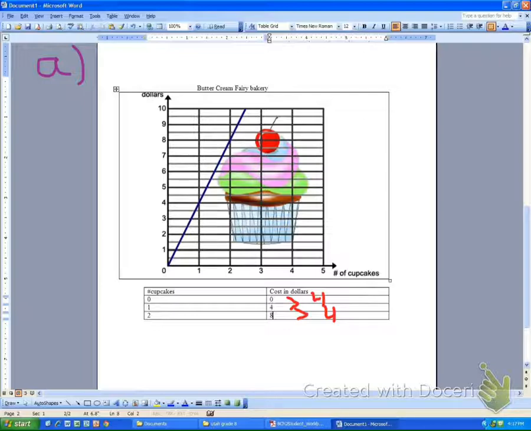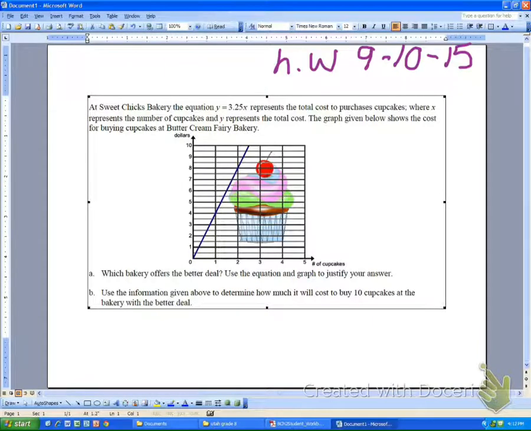And that means that if I had to compare this line's steady rate of change to the one for the line y equals 3.25x, I know that this one is going up at a bigger steady rate. In other words, each of these cupcakes is $4. So if you buy none, you pay none. If you buy one, you pay $4. If you bought 5 cupcakes, 5 times 4 is 20, so you'd have to pay 20. Each cupcake is going to cost you $4. So the answer to question A, the one that offers you a better deal, is actually the Sweet Chicks Bakery.